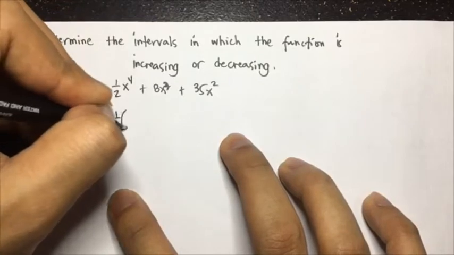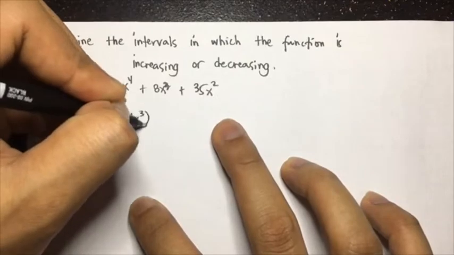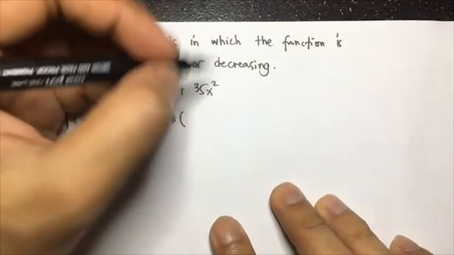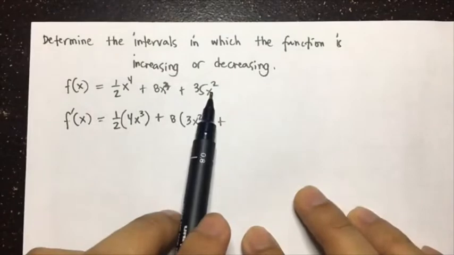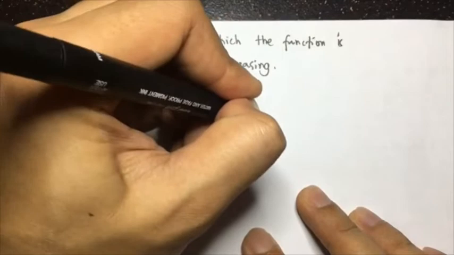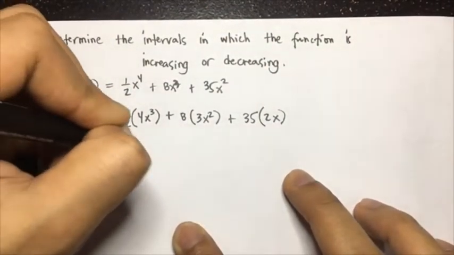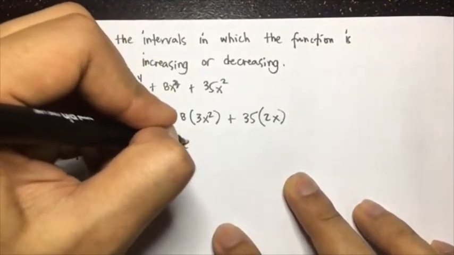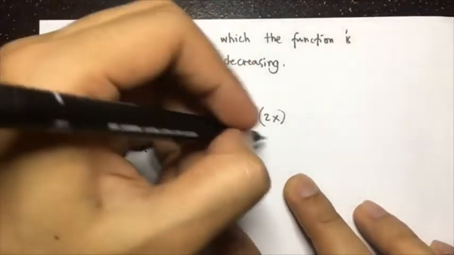We'll have 1 half times the derivative of x to the fourth with respect to x, that is 4x cubed, plus 8 times the derivative of x cubed, that is 3x squared, plus 35 times the derivative of x squared, that is 2x. Therefore our first derivative is 2x cubed plus 8 times 3, that is 24x squared, plus 35 times 2, 70x.